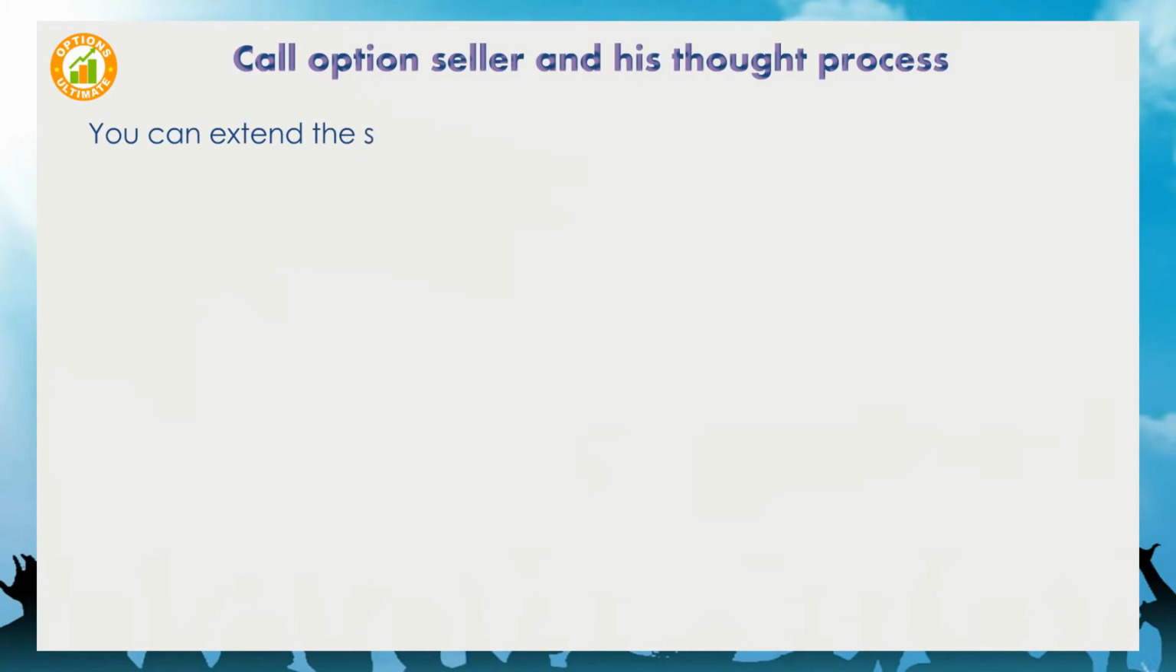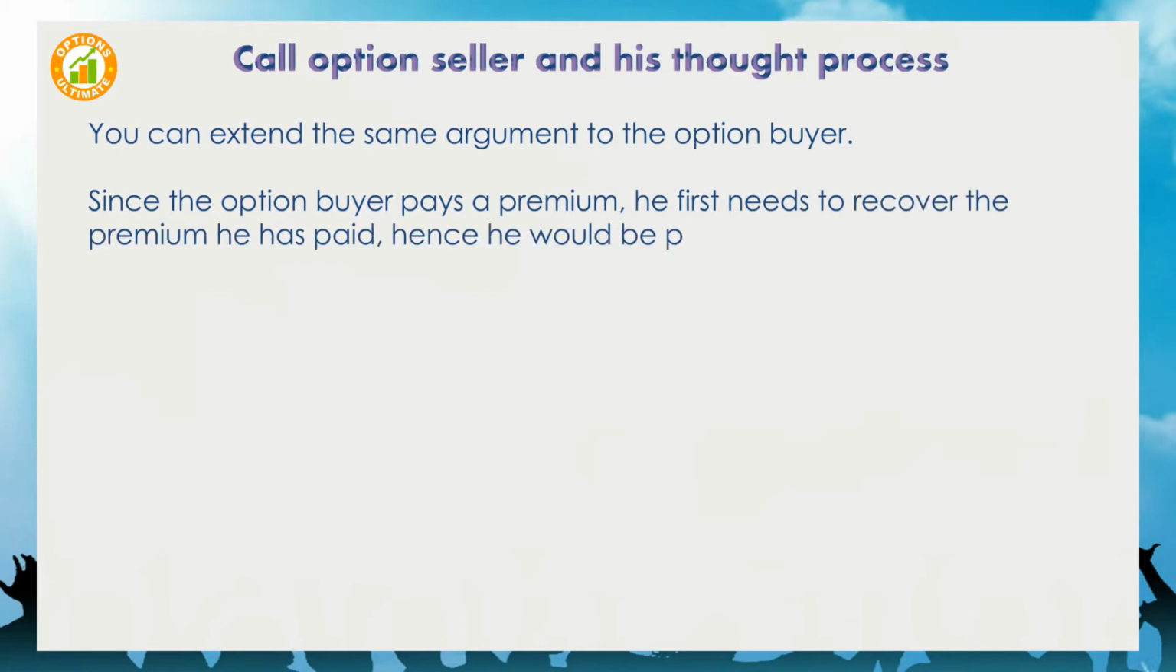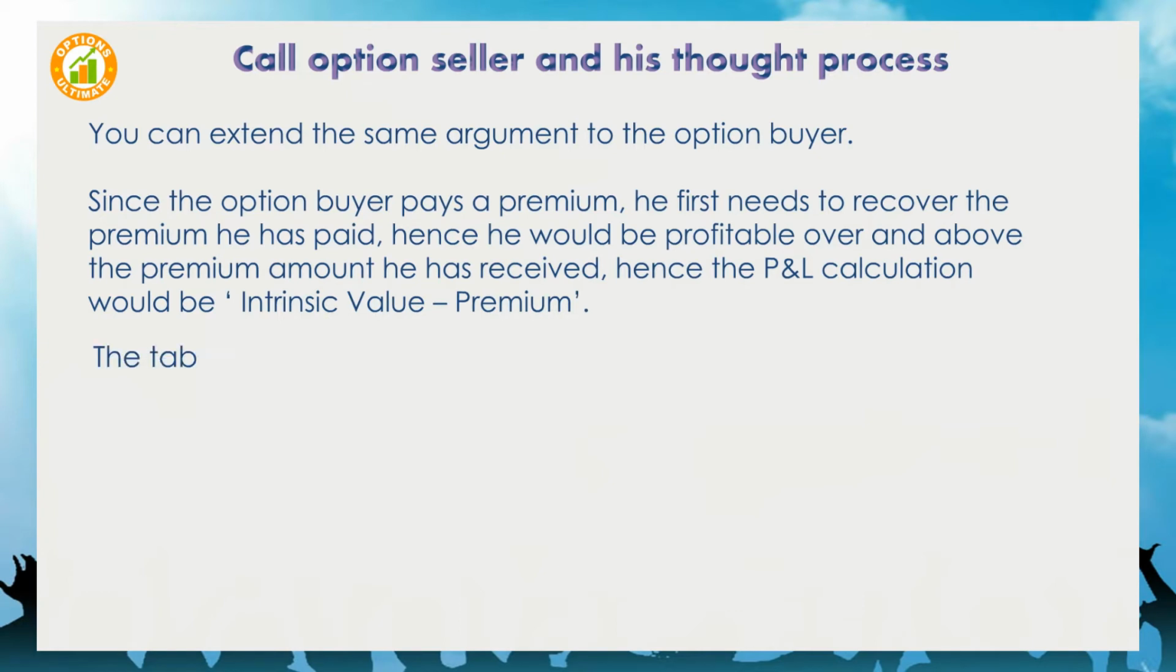You can extend the same argument to the option buyer. Since the option buyer pays a premium, he first needs to recover the premium he has paid, hence he would be profitable only over and above the premium amount he has paid. Hence the P&L calculation would be, intrinsic value minus premium. The table above should be familiar to you now.